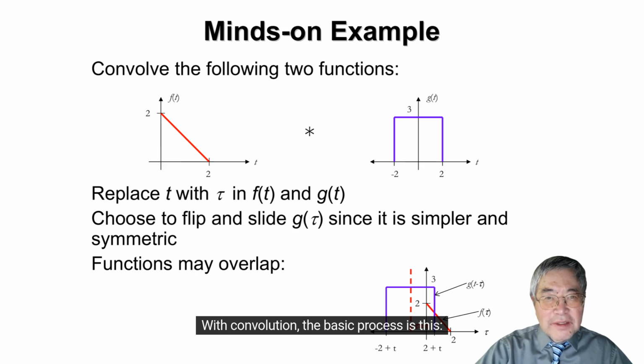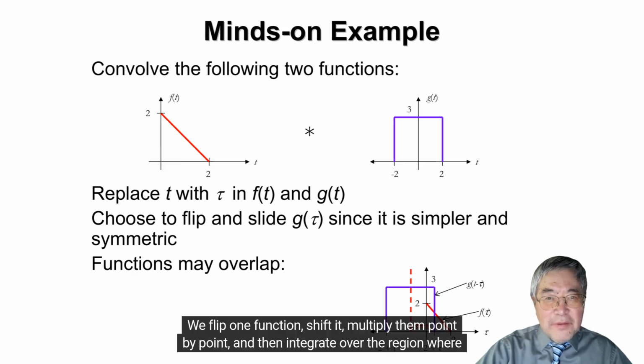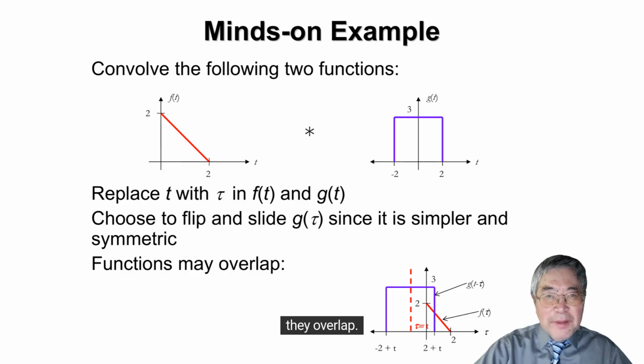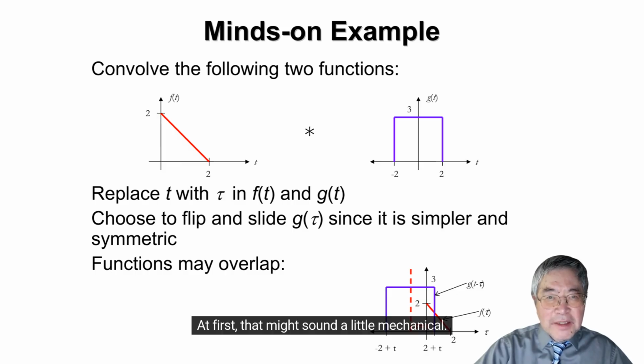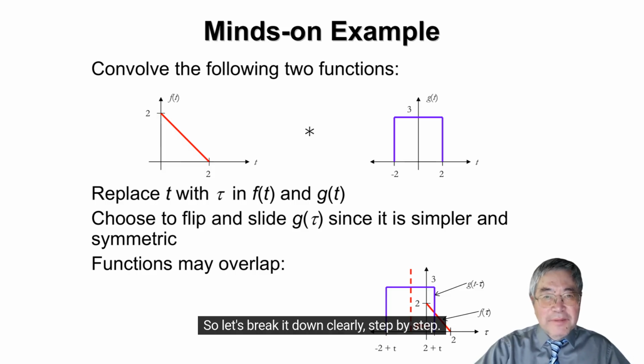With convolution, the basic process is this. We flip one function, shift it, multiply them point by point, and then integrate over the region where they overlap. At first, that might sound a little mechanical. So let's break it down clearly, step by step.